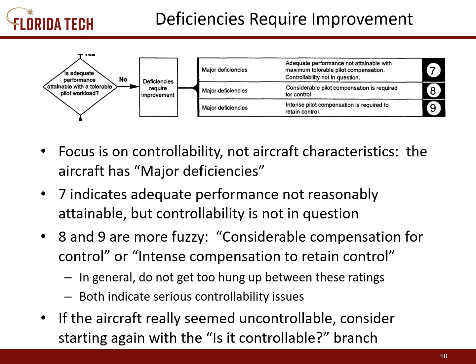So if the answer is no, then we know that deficiencies require improvement. Focus is on controllability, not aircraft characteristics. The aircraft has major deficiencies. A score of 7 indicates adequate performance, not reasonably attainable, but controllability is not in question. 8 and 9 are more fuzzy. Considerable compensation for control or intense compensation to retain control. In general, do not get too hung up between these ratings. Both indicate serious controllability issues. If the aircraft really seemed uncontrollable, consider starting again with the is it controllable branch.